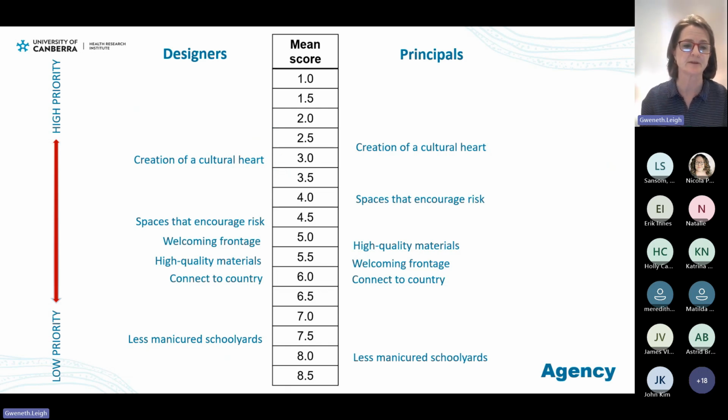So for instance, this was some of those scales. When I looked at issues of agency, seeing what we had in common between designers and principals, the creation of a cultural heart was top and foremost. Areas that encouraged risk, a welcoming frontage, high quality materials, connection to country.